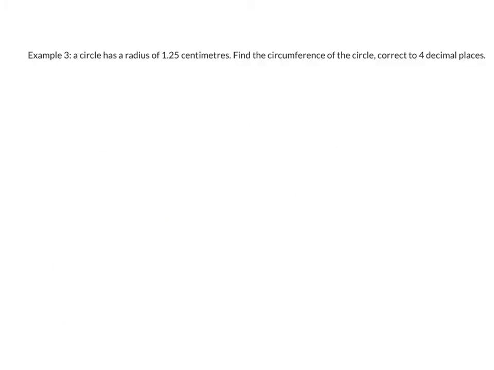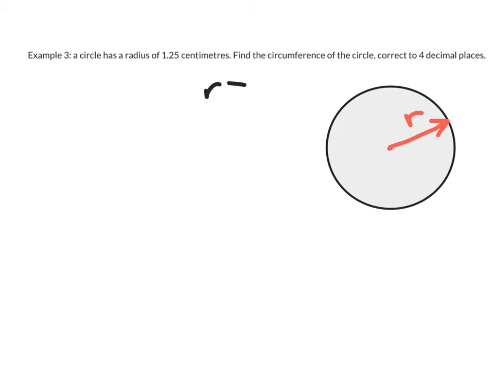Okay, so let's have a look at an example to demonstrate how to use this. This example has a circle with radius of 1.25 centimetres. Find the circumference of the circle, correct to 4 decimal places. Right, so let's draw a circle just so we can see what's going on. I'm going to label the radius in red because I feel like it. So there we go, red for radius, that's the distance there. And we have that r equals 1.25 centimetres. Again, noting our units there is always a good thing to do.